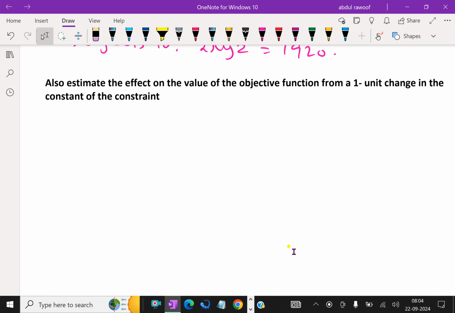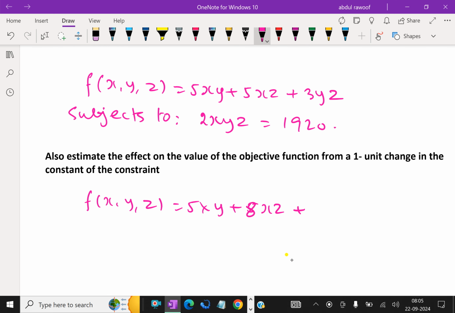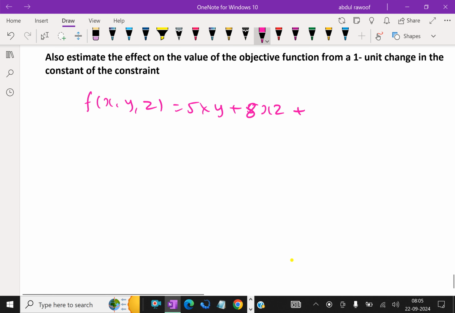f of x, y, z equals 5xy plus 8xz plus 3yz.